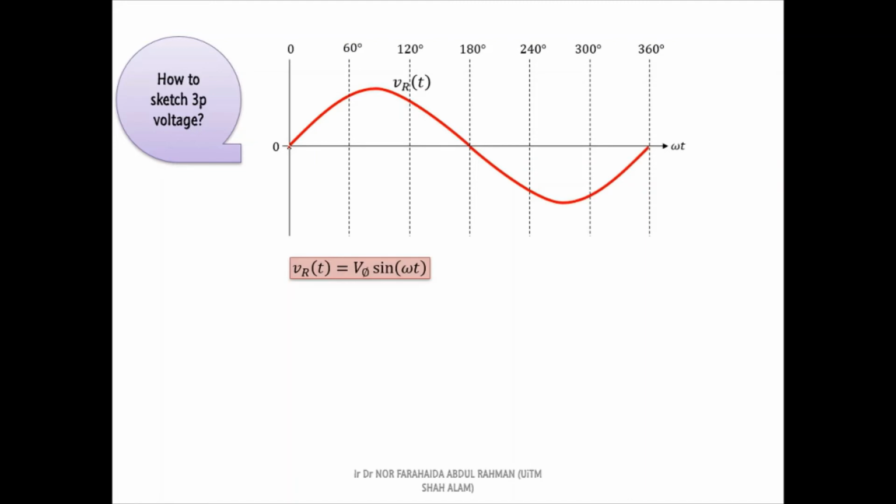Next, we will sketch the yellow voltage. Based on this equation, we can see that the yellow voltage is lagging the red voltage by 120 degrees. Therefore, the starting point of this voltage should be at omega t equal to 120 degrees.